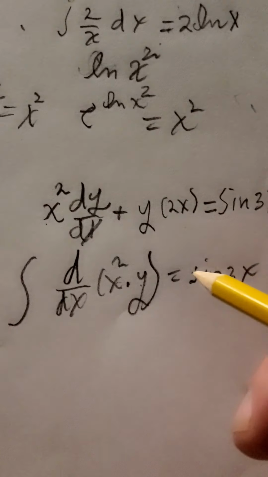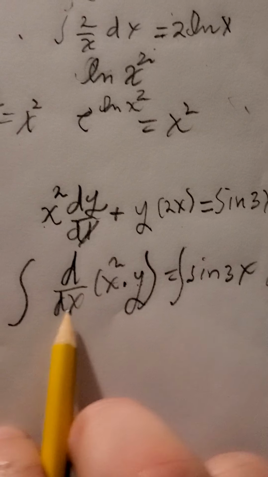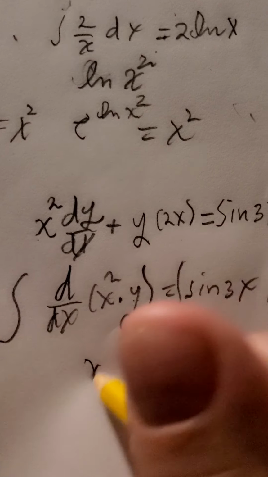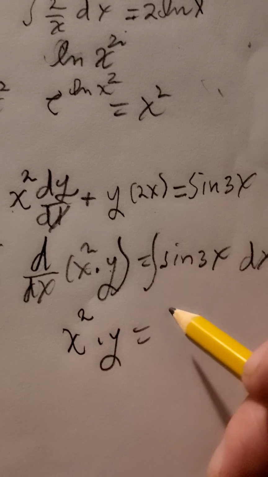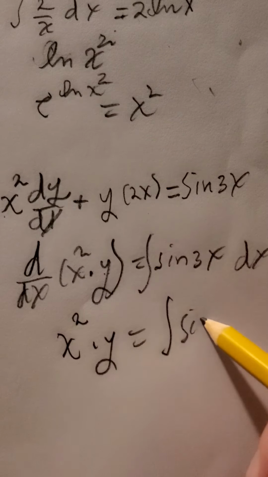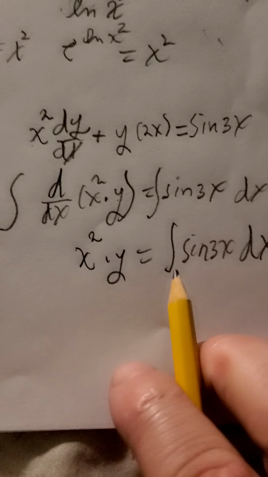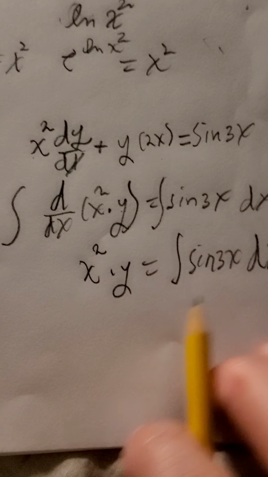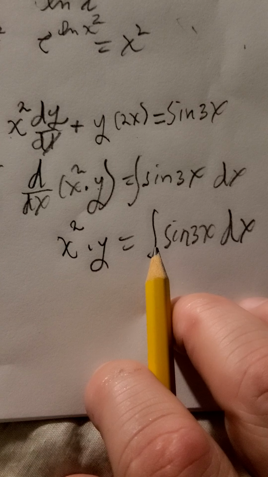Okay, now I'm going to integrate both sides with respect to x. What's going to happen? Well, it's going to undo this differentiation, and I will have x squared y equals the integral of sine 3x dx. And that's going to be minus cosine, because the derivative of sine is positive cosine. The integral of the sine is minus cosine. So that's where I messed up on the last video. I forgot to put the minus sign.